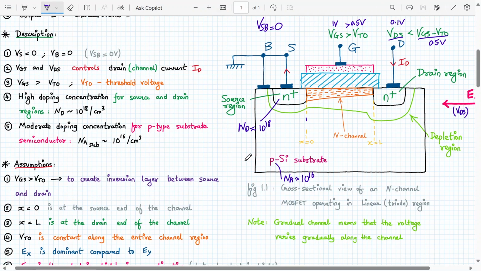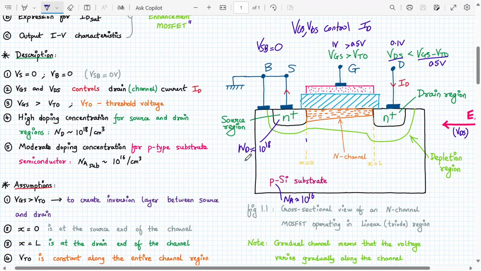Okay, so we assume that VGS should be greater than VTO to create the inversion layer between source and drain. We already know how the phenomenon of inversion layer formation works. Now x equal to 0 is the source end of the channel, x equal to L is the drain end of the channel. And we are assuming that the threshold voltage is constant along the entire channel.